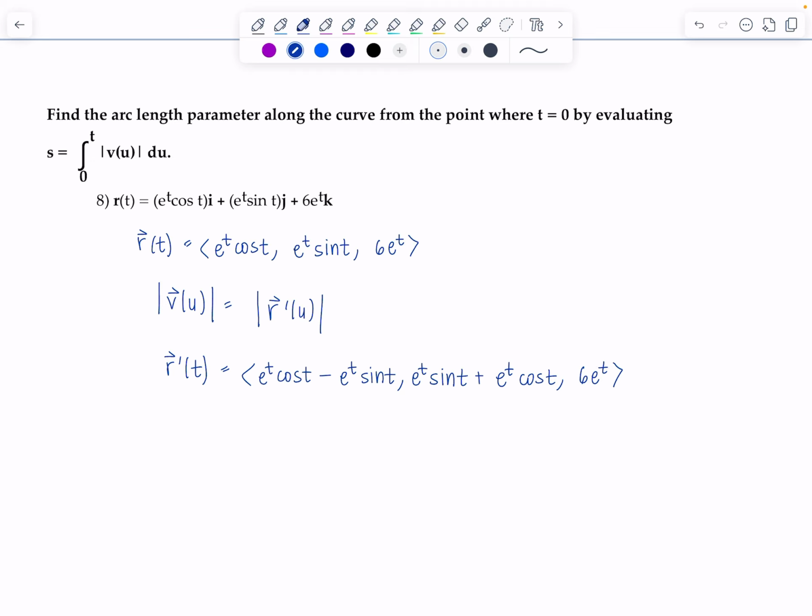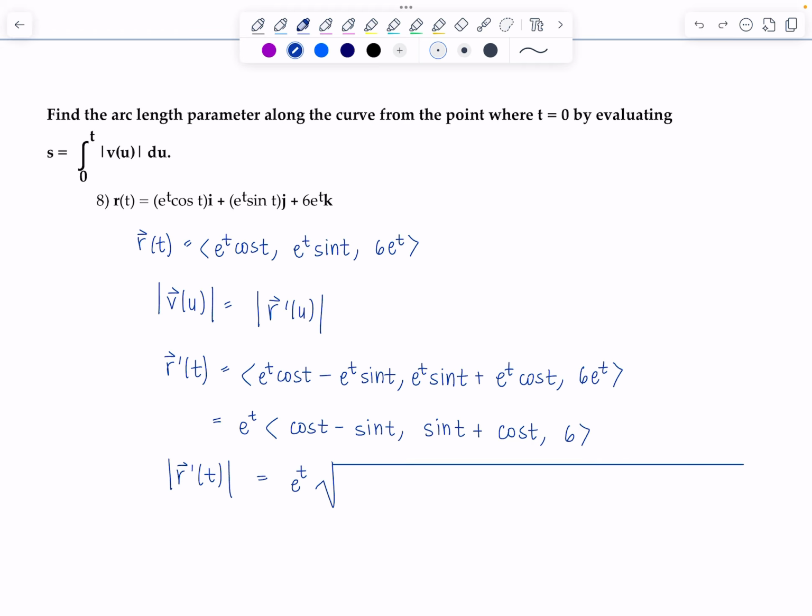Now to get the magnitude, be kind to yourself. Take the e to the t out, because you see everything contains e to the t. Who wants to be squaring it all in there if you don't have to? And then when you take the magnitude, it just comes along for the ride. I've shown this before in the lecture. So you can just keep e to the t and then do the magnitude of the rest of the components.